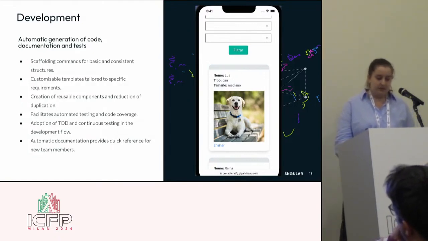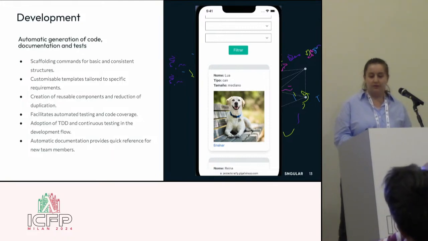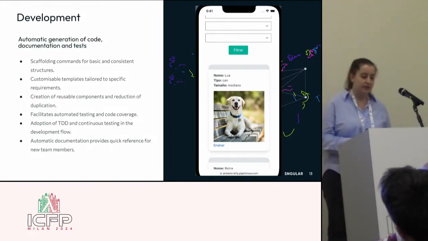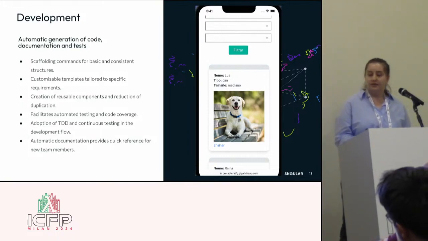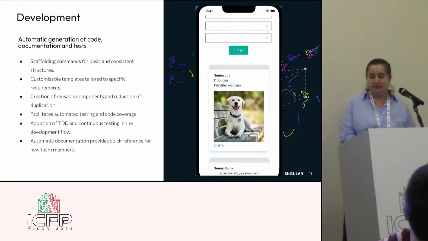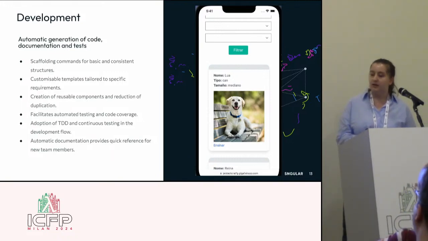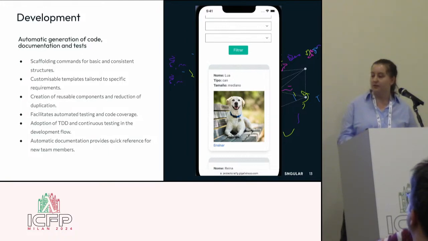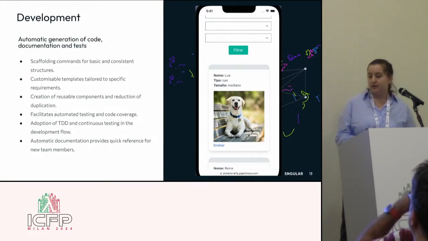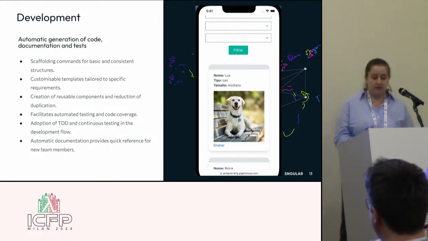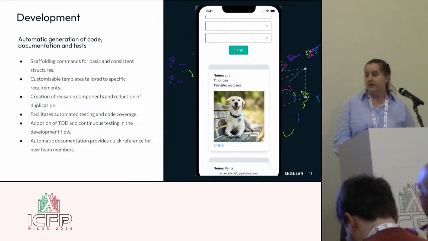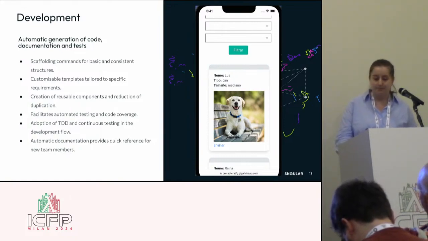So, one really important thing that I will highlight during the process of development is the generation of code. The possibility to generate code and boilerplates depending on the functionality that we are developing is really important. That made the development more agile, and of course made the development faster and easier.